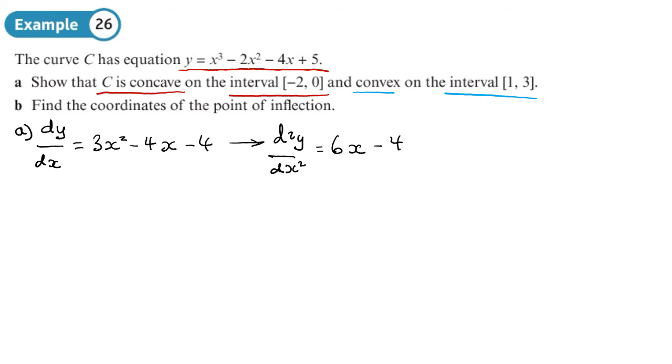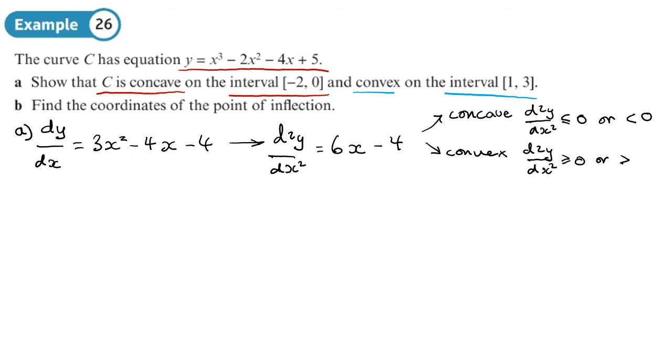Now there's lots of different ways we can do this, but what we do know is that when a function is concave, the second derivative is less than 0, or less than or equal to 0. You could have either one. When a function is convex, the second derivative is greater than or equal to 0. So here we could have just this.